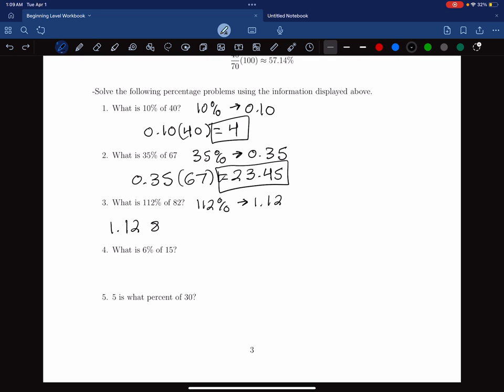What is MSC2? Okay. So 1.12 times 82 is 91.84.